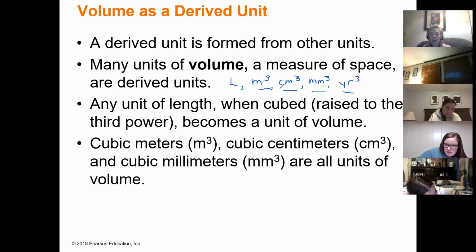One nifty relationship is that a cc is the same thing as a centimeter cubed, and that is also the same thing as a milliliter. Okay, so that's an easy way to convert back and forth between these. And we'll do a bunch of practice with those throughout the semester.